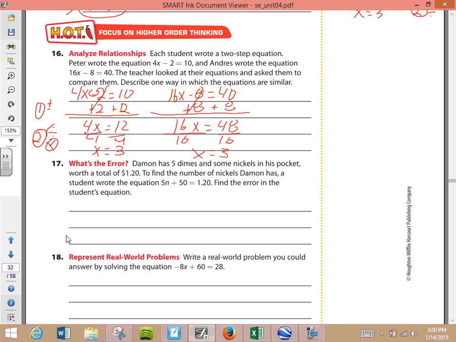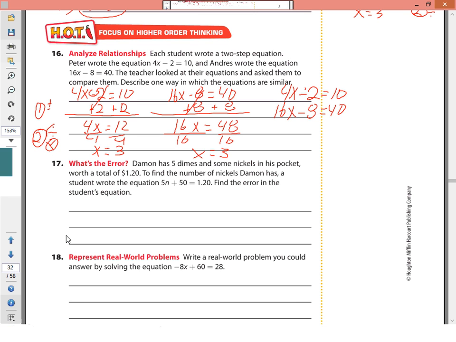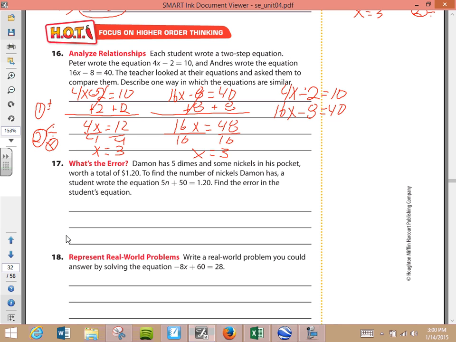What is another similarity you can notice? I wrote it on the side. 4x minus 2 equals 10. 16x minus 8 equals 40. No, it equals 40. I'm sorry?